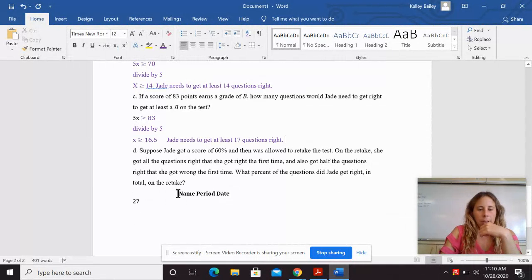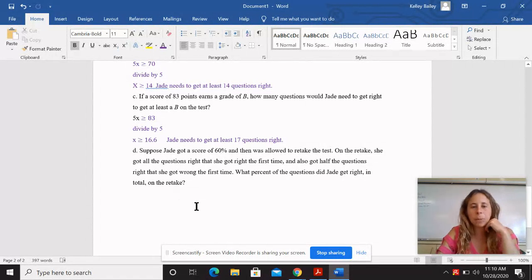All right, let's get rid of this. Okay, suppose Jade got a score of 60% and then was allowed to retake the test. On the retake, she got all the questions right that she got right the first time, and also got half the questions right that she got wrong the first time. Read that a few more times. What percent of the questions did Jade get right in total on the retake?